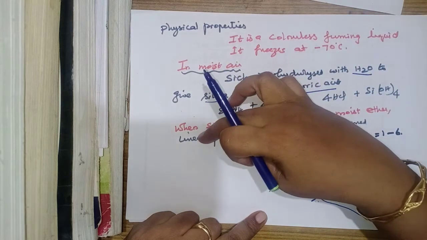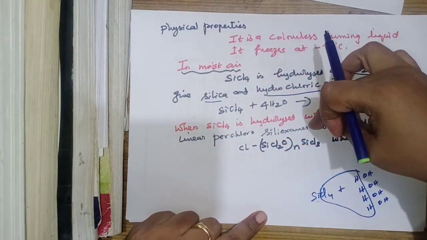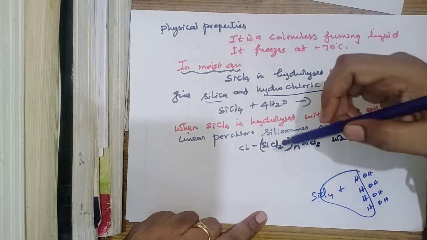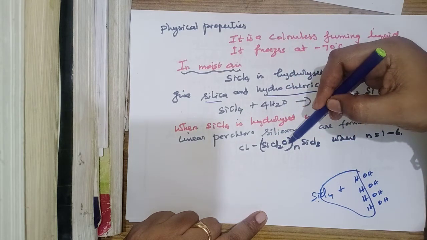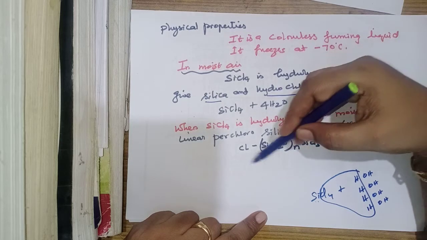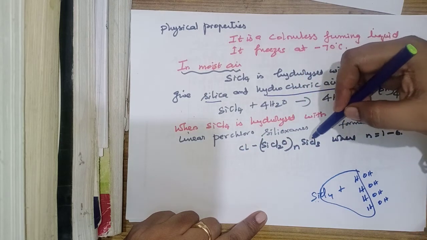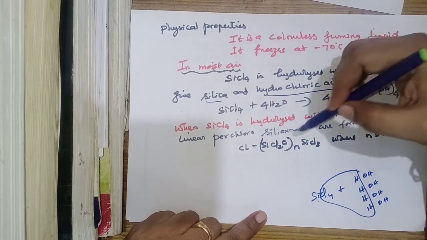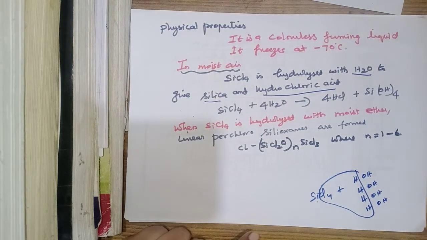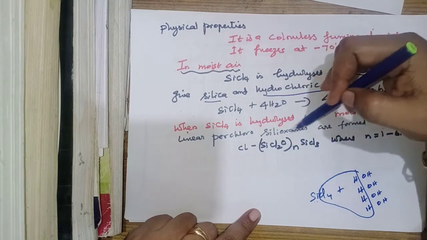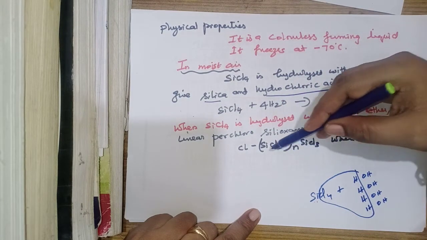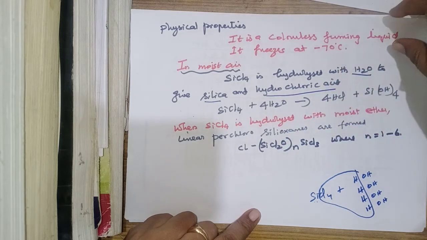You will get linear perchlorosiloxanes formed. Ether means the O linkage. Now write here SiCl2O. This is the ether form. Outside, one chlorine is there, and here outside is SiCl3. So it's a polymer, meaning there will be a linkage. So linear perchlorosiloxanes are formed, where n is the number of SiCl2O units, 1 to 6.